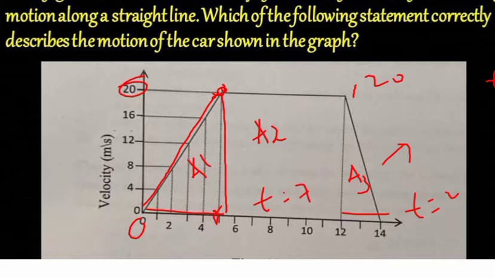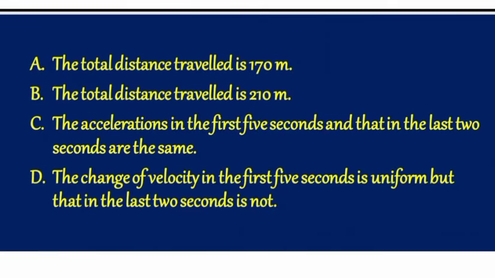Let's go to the options. Looking at the options: A. The total distance traveled is 170 meters. B. The total distance traveled is 210 meters. C. The acceleration in the first 5 seconds and that in the last 2 seconds are the same. D. The change of velocity in the first 5 seconds is uniform but that in the last 2 seconds is not.